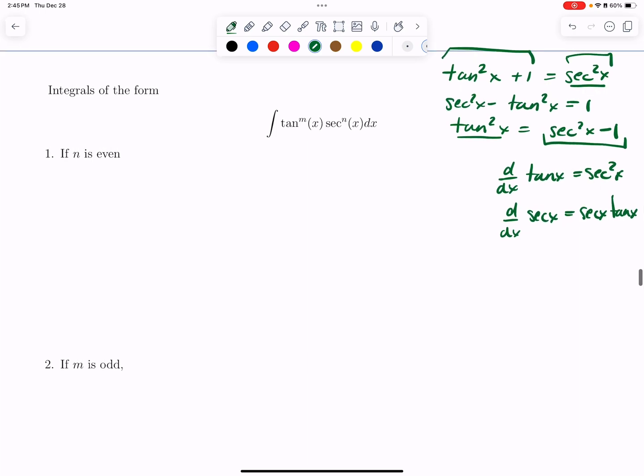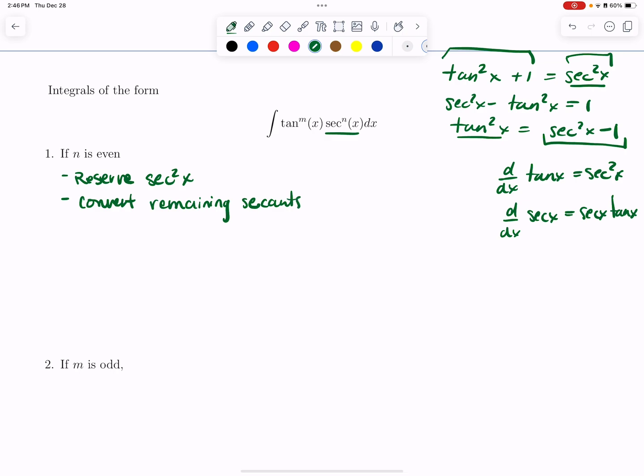All right, so in the case where n is even, and n is the power on secant, we are going to reserve one of the secant squareds. And note that if we take secant squared off, we still have even powers of secant left. Okay, so we will convert those, if there are any left, convert remaining secants to tangents using the Pythagorean identity right there. And then we do a u sub on tangent. Okay? That is if your power on secant is even.